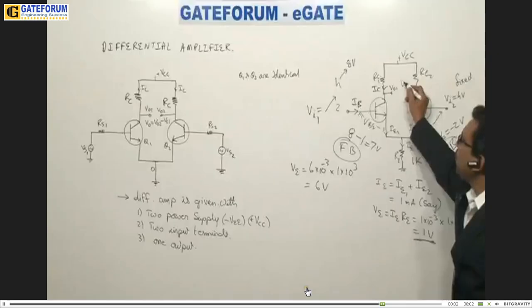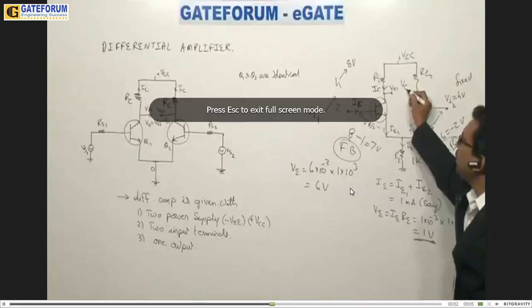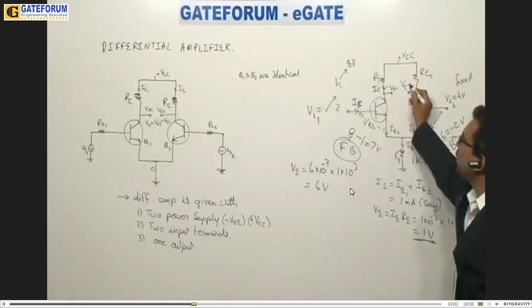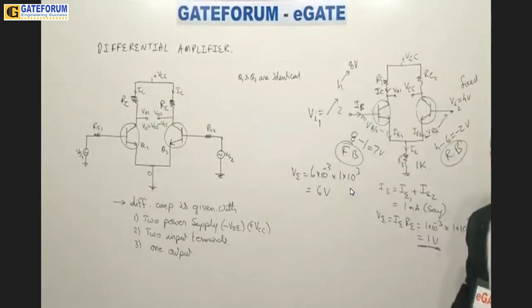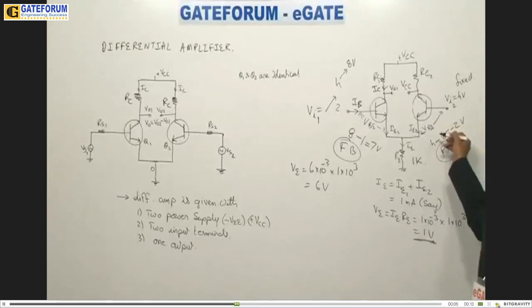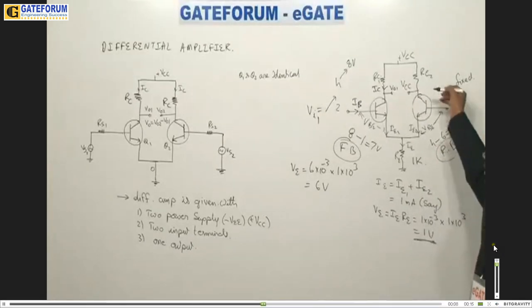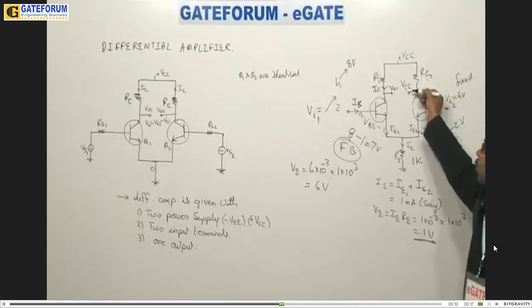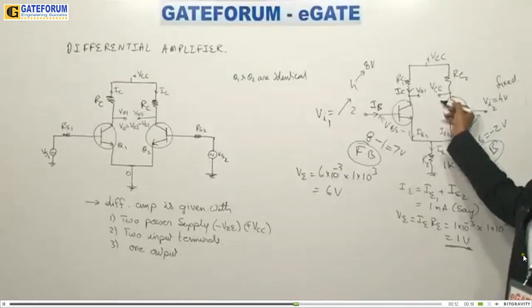Immediately it will become VCC because this transistor is off. IB is 0. As IB is 0, IC is also 0. So therefore, you will find V output equal to VCC.